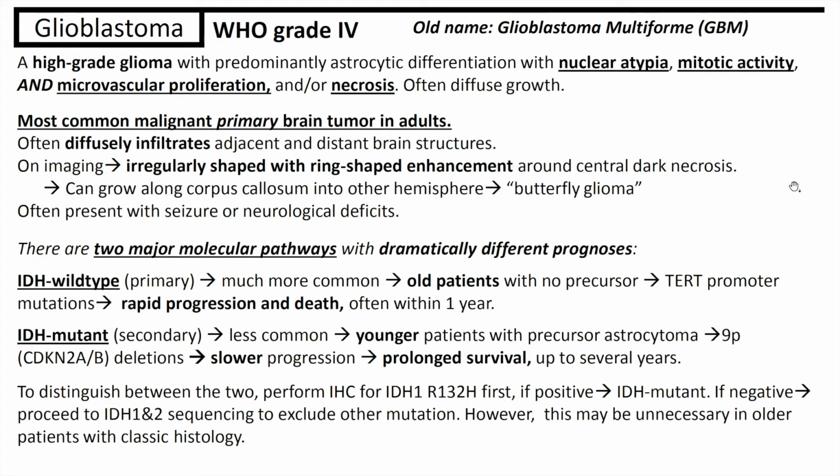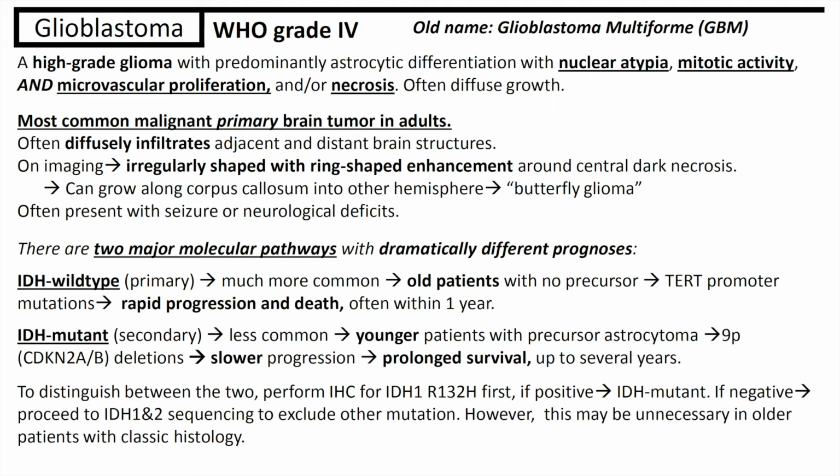So there are 2 major molecular pathways with dramatically different prognoses. So you have IDH wild type, which is the primary pathway. Much more common, occurs in older patients with no precursor. You're going to have a TERT promoter mutation, rapid progression and death, often within 1 year.